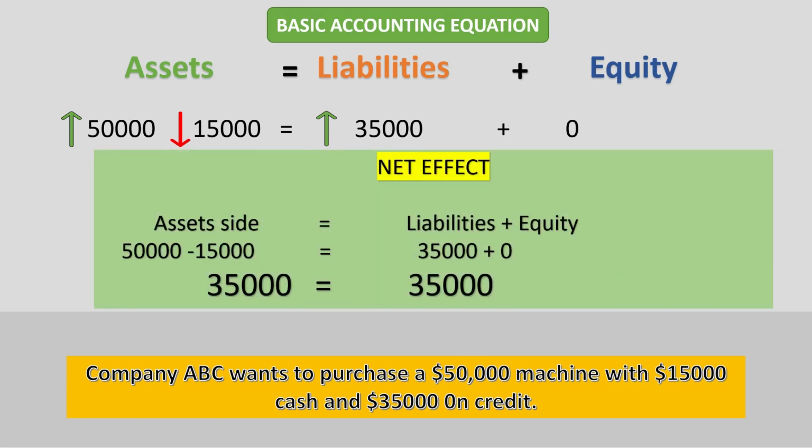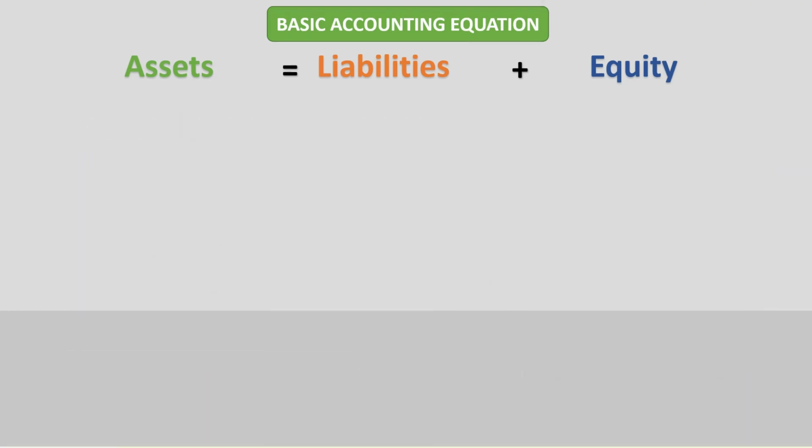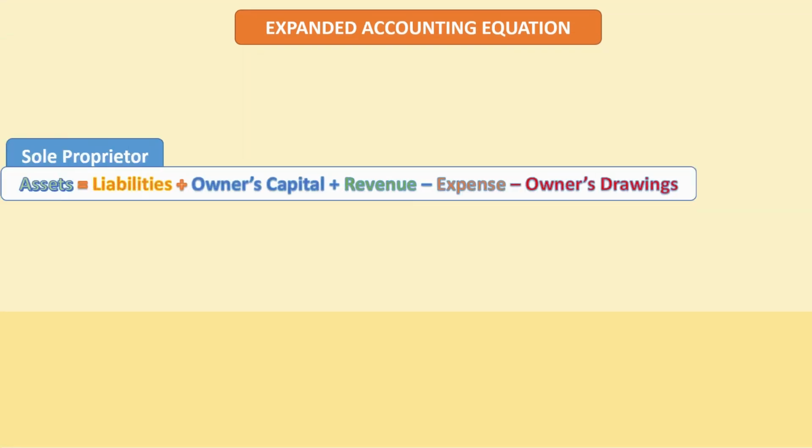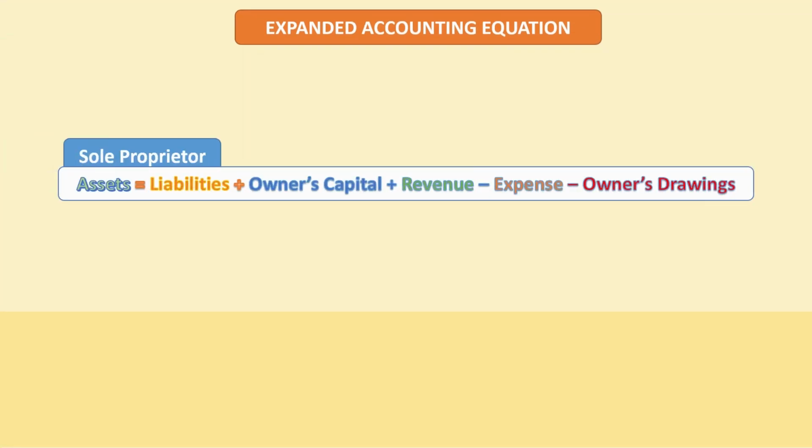This transaction affects both sides of the accounting equation. Both the left and the right side of the equation increase by $35,000. The expanded accounting equation gives more detail for the small business owner's equity amount shown in the basic accounting equation. The expanded accounting equation for a sole proprietorship is assets equals liabilities plus owner's capital plus revenue minus expenses minus owner's drawings.